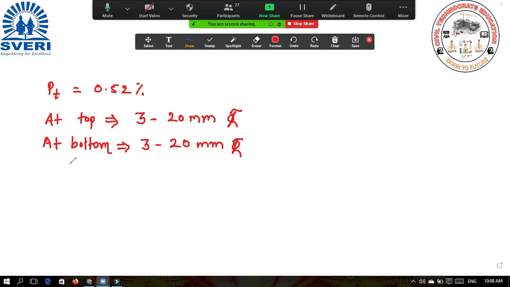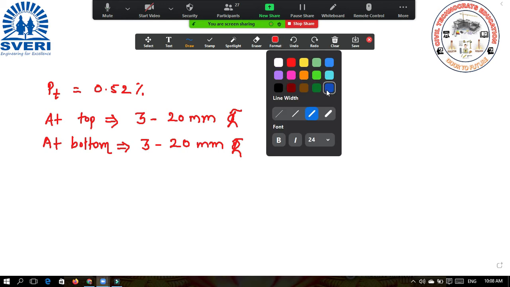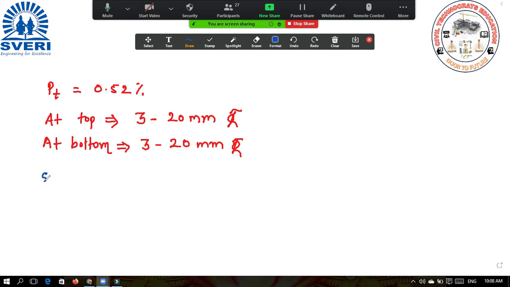So I will give the heading here: Shear reinforcement. So first of all, calculate the shear force. First we need to calculate the maximum shear force, Vu. So how do we calculate the maximum shear force?